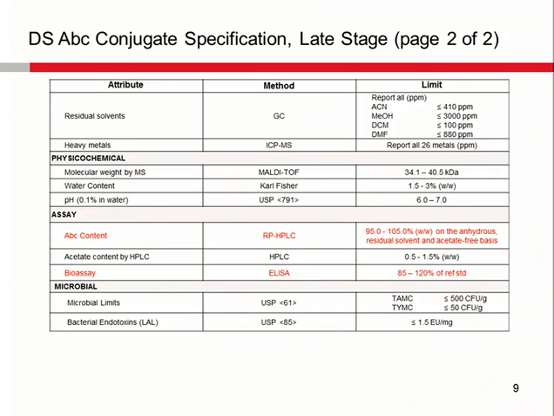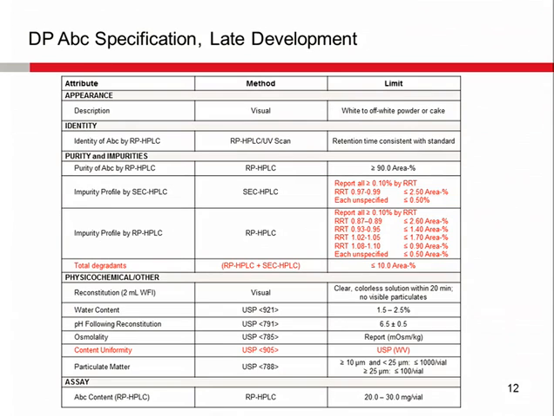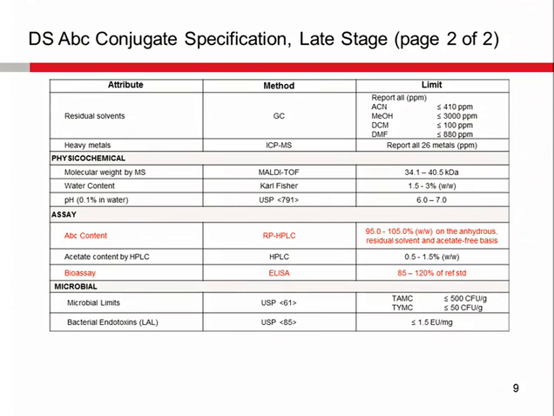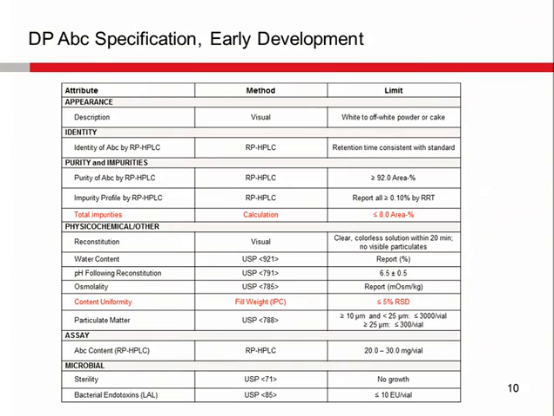The second half of the late stage, you see what I've put here is, oh, that's one too many. I've added a specific ABC content, now reverse phase. So this is against an external standard. And I have the bioassay here. So if you look at the drug product spec, this is for a hypothetical lyophilized powder. So the spec looks as much as you'd typically see.